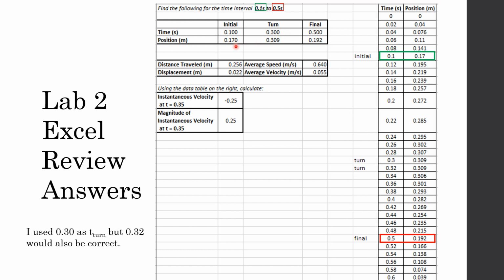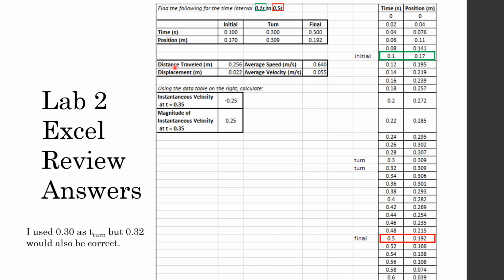So for position, we're going to look for our initial position, and that should correspond to our initial time. So our initial time is 0.1, the initial position is 0.17, so I recorded that there. For my final position, well, my final time is 0.5. The corresponding position is 0.192, so I record that there. And then for my turn position, I'm just going to look at what my position is at my chosen turn time, which is 0.3, so that's 0.309. So you can see I have 0.309.